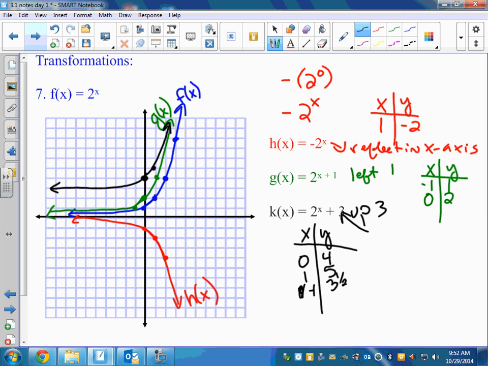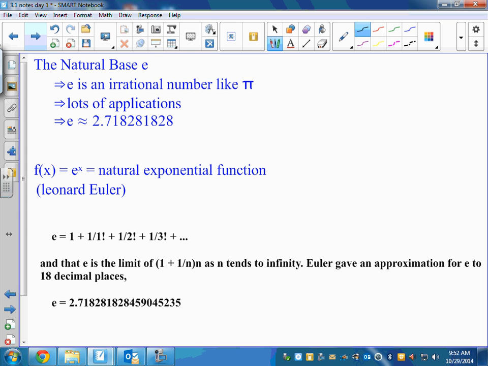The other thing that's in this chapter or this section is E. E is a number, right? There's a button on your calculator, the E button, and we can graph e to the x just like we can graph 2 to the x, and E is just this special number, and so I kind of gave you some information about that. E is irrational just like pi.